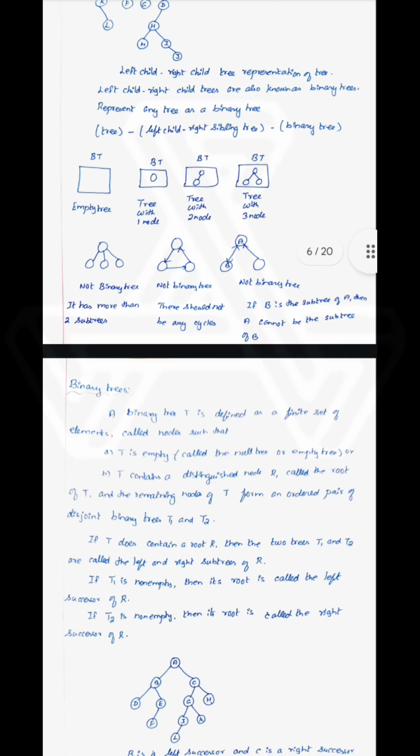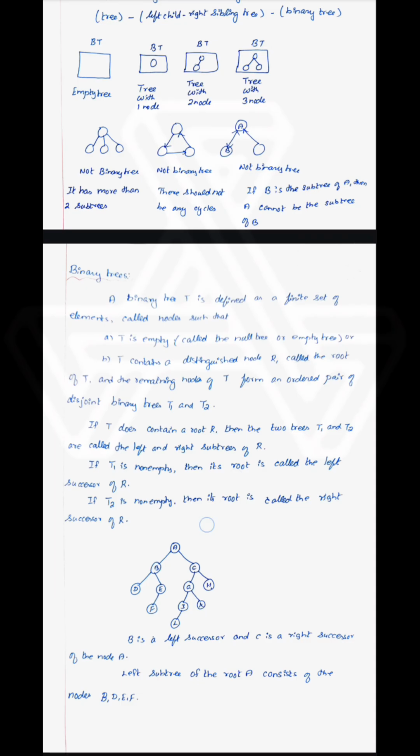Here there is an empty tree, then a tree with one node, a tree with two nodes, a binary tree, and a tree with three nodes. This is not a binary tree. This is also not a binary tree. This is also not a binary tree. It has more than two subtrees. There should not be any cycles. If B is a subtree, A cannot be a subtree of B.